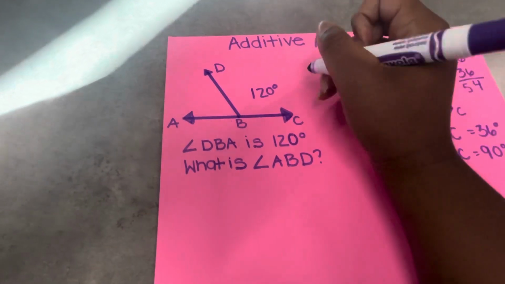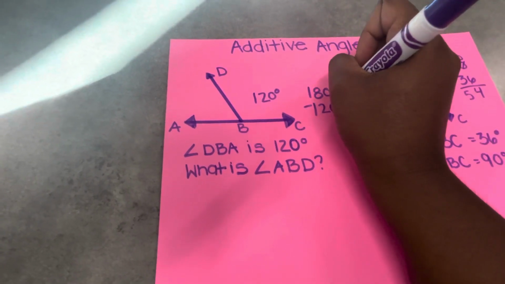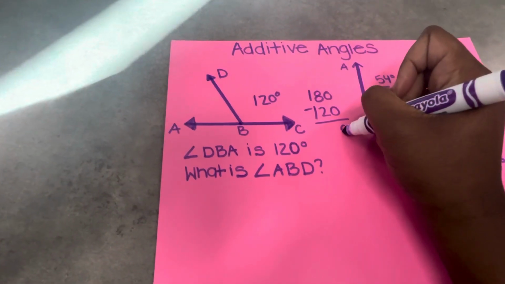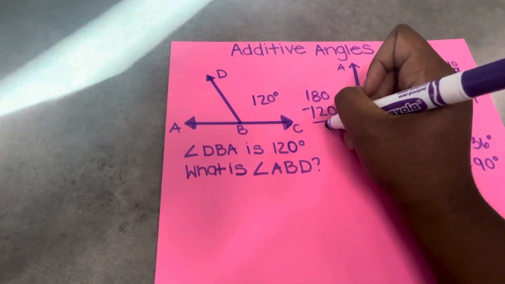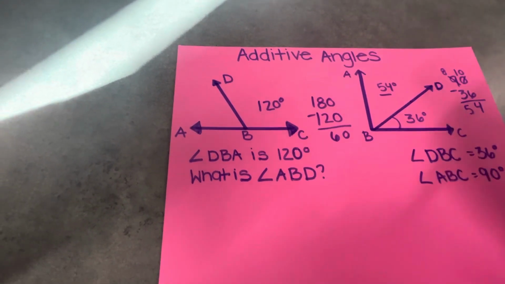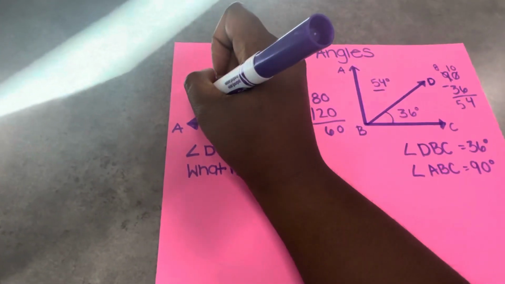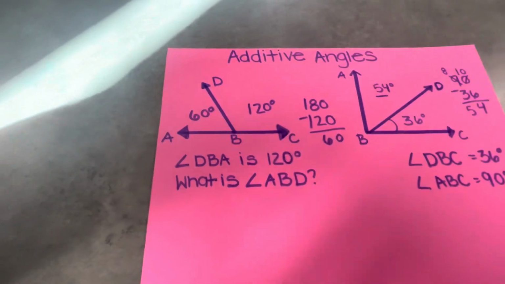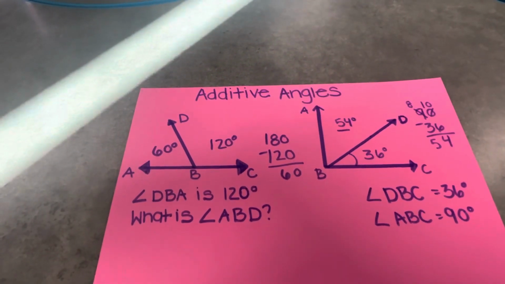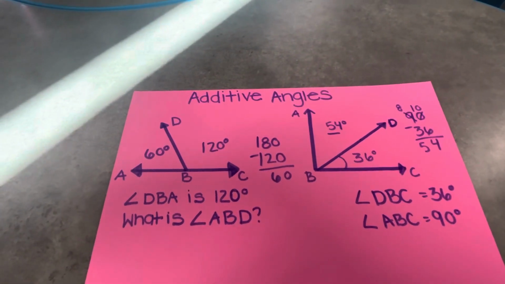So what am I going to do? I'm going to take 180 and I'm going to subtract 120, okay? 0 minus 0 is 0. 8 minus 2 is 6, and we know that 1 minus 1 is 0. So that means that angle ABD, or you could say DBA, is 60 degrees. Now, how can I check my work? I can add 60 to 120, and I should get the total for a straight angle, which is 180 degrees.